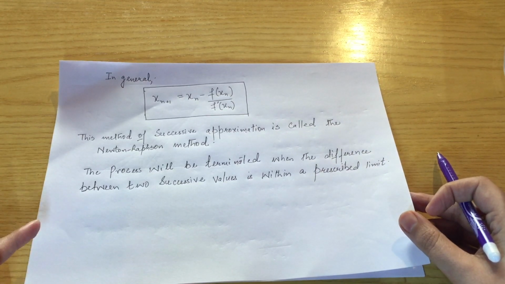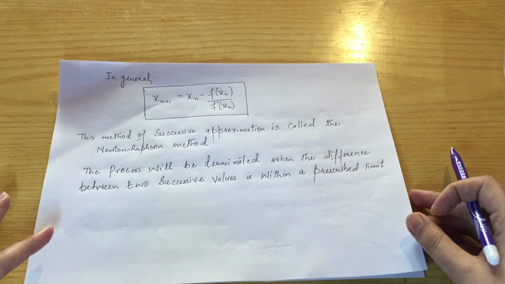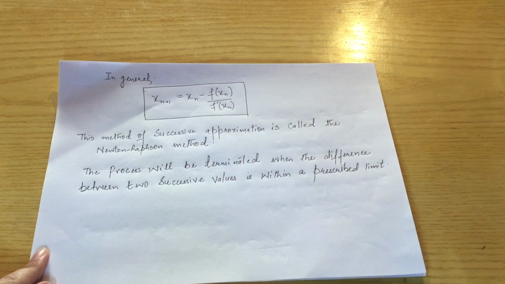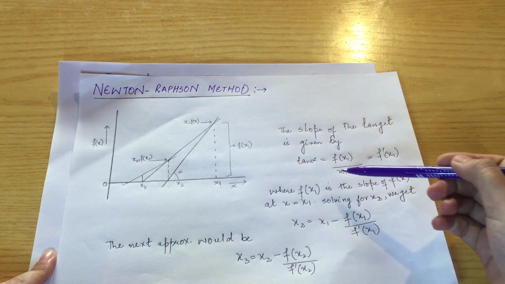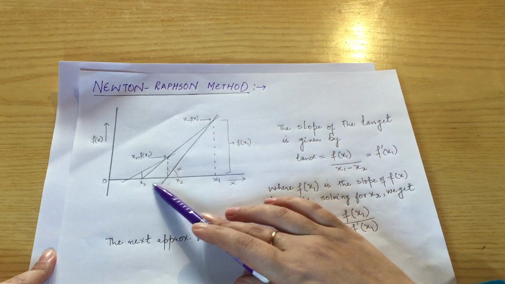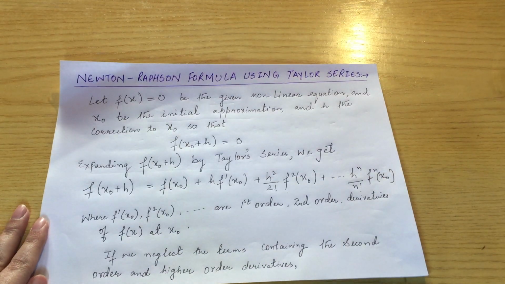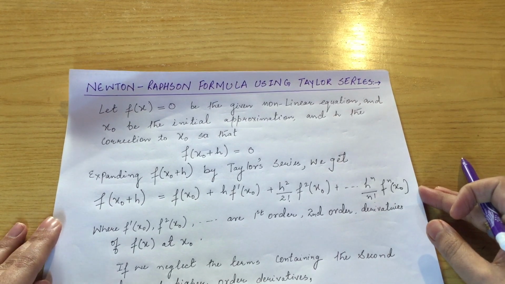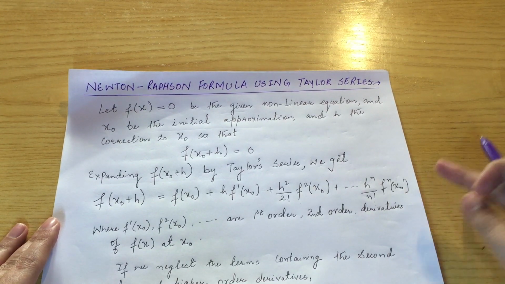So this was how we evaluated the formula for Newton-Raphson method using the geometrical interpretation, in which we are considering the points and we are just drawing the tangents on them, and we are calculating the slopes at every intersection point. The next way for the Newton-Raphson formula is that we derive it using Taylor series.